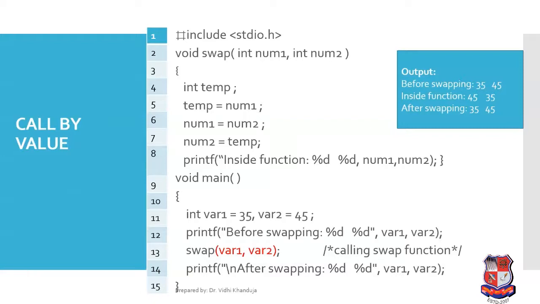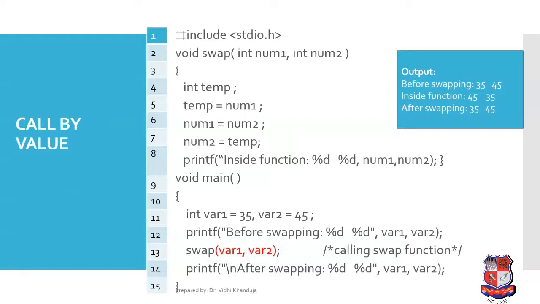Now what the swap will do, it will interchange the value of num1 and num2 with the help of a third variable, which is called temp. We have declared temp within the function, and then the value of num1 is given to temp. Num1 is assigned the value of num2, and finally num2 will be given the value of temp. So we have interchanged the value of num1 and num2, and then we are printing these values.